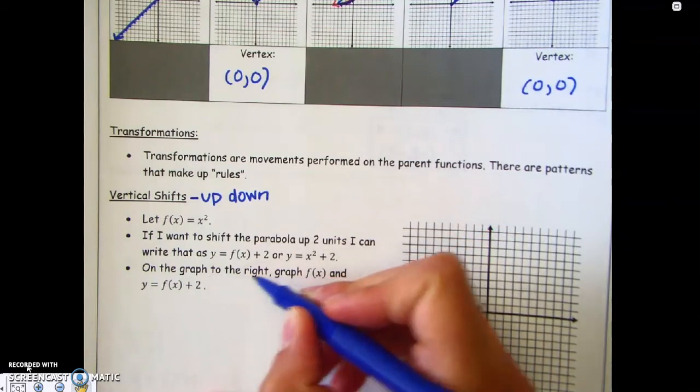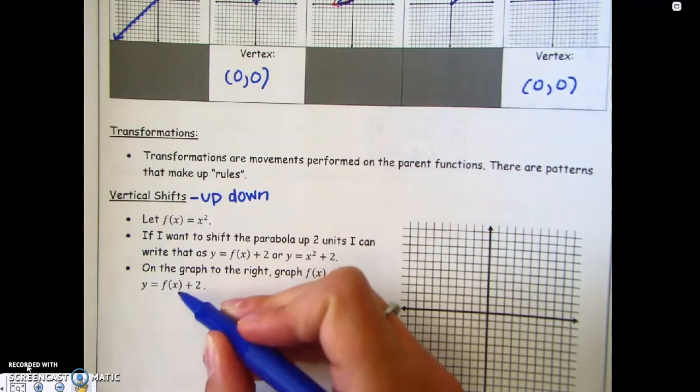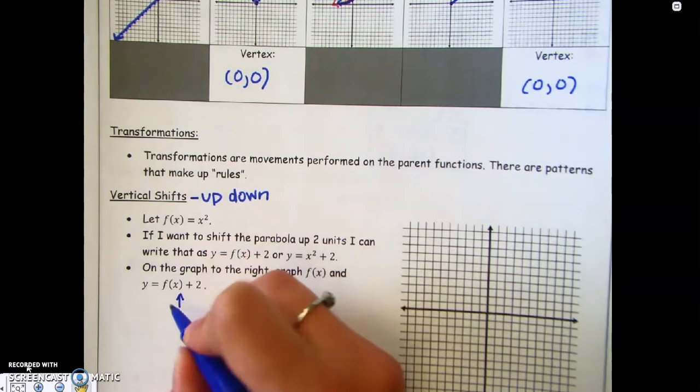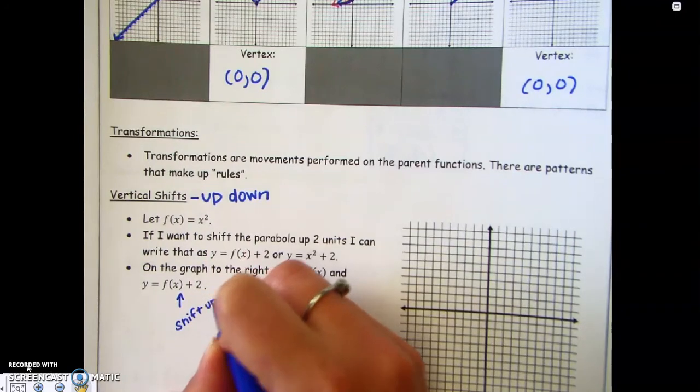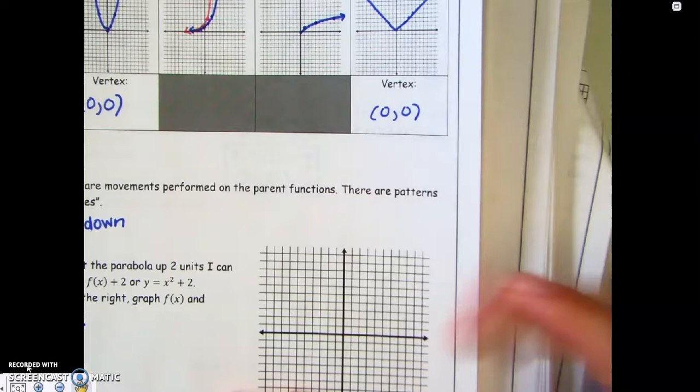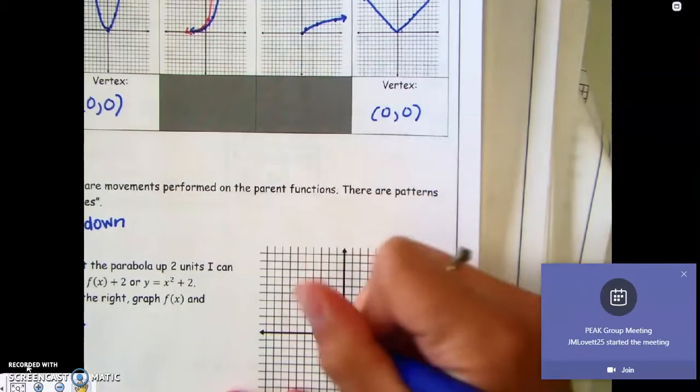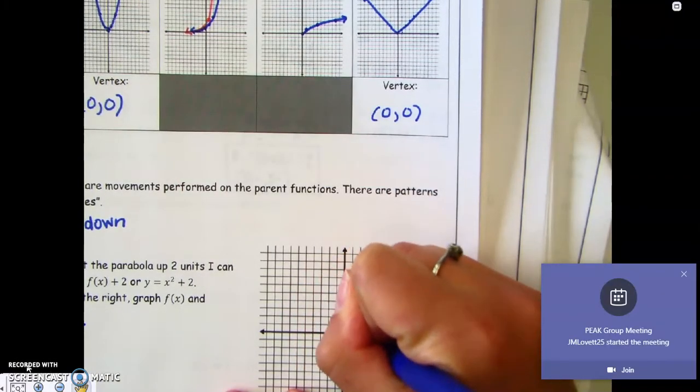Okay, so on the graph to the right, graph f of x and y equals f of x plus 2. So this just means shift up 2. Okay, so the basic parabola of y equals x squared, you can take a minute and graph that.